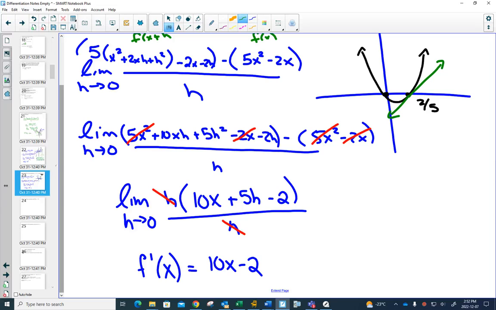How's your mental math skills feeling today? Can you tell me that slope? Plug in 2/5? No?